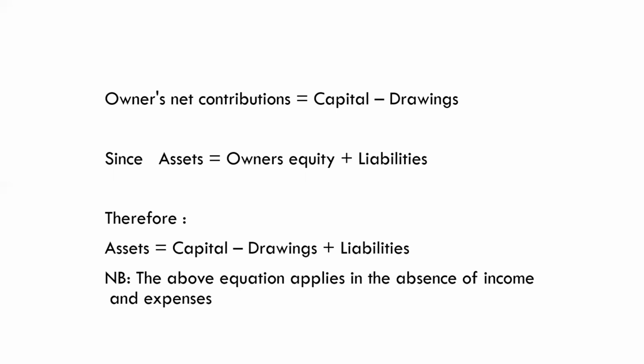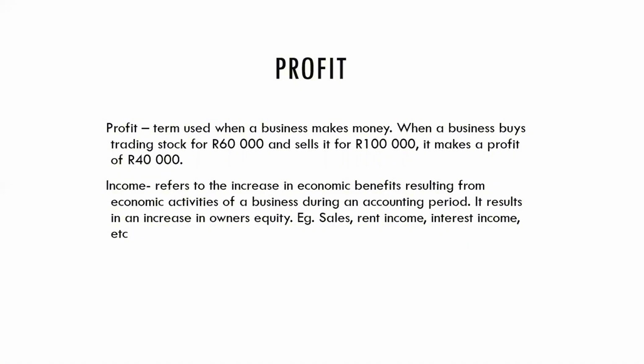So we haven't yet included income and expenses. We're going to do that just now. Okay, so what is profit? Profit is the term used when a business makes money. So if a business buys trading stock for 60,000 and sells it for 100,000, it means they made a profit of 40,000 Rand.